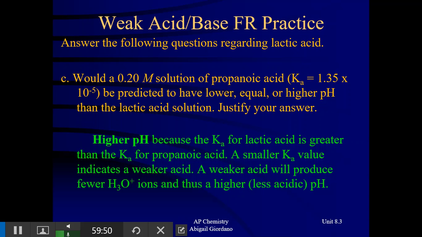A weaker acid will produce fewer hydronium ions, or you could have written H+, same thing, and thus will give us a higher, or less acidic, pH. Remember, the lower the number is for pH, the more acidic it is. So this one's not going to be as acidic, so the pH is going to be higher for the propanoic acid.